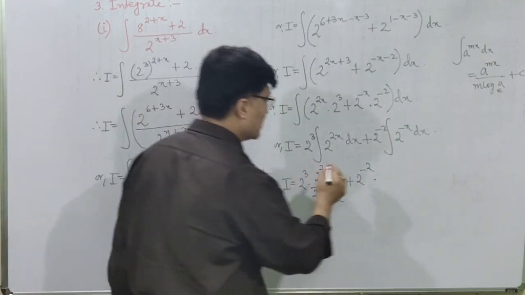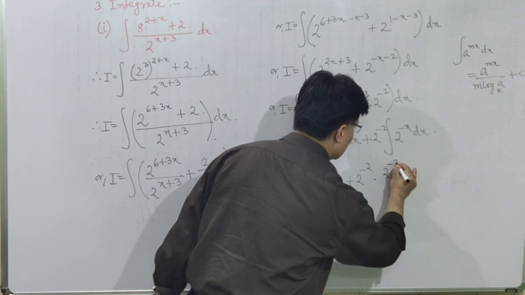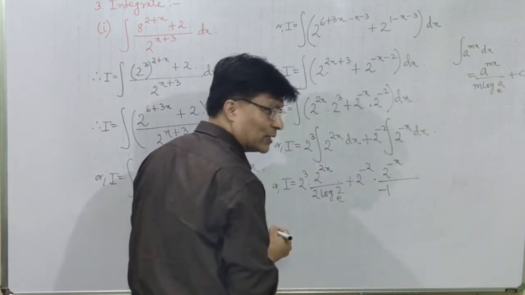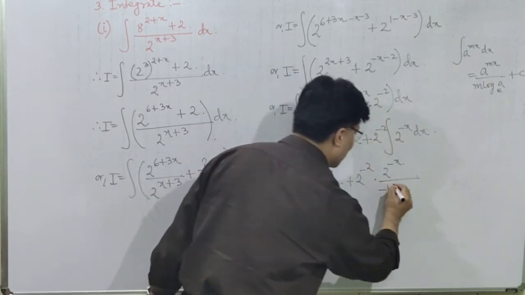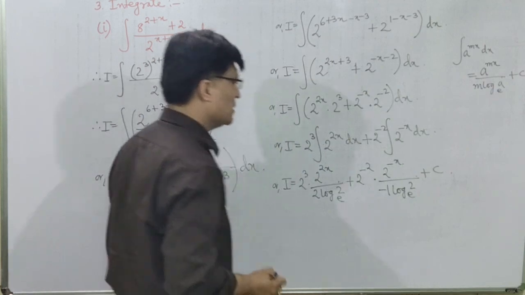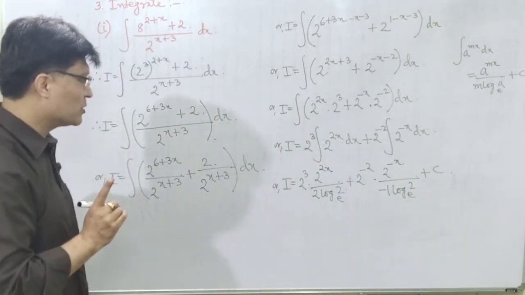So let us use the integration formula now. So 2 to the power minus x divided by, what is m here? m is minus 1. Then it is, what is log a base e? It is log 2 base e. Then you can write plus c. So I think you have understood it.